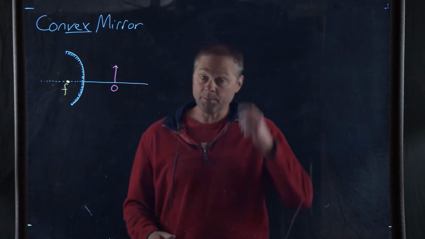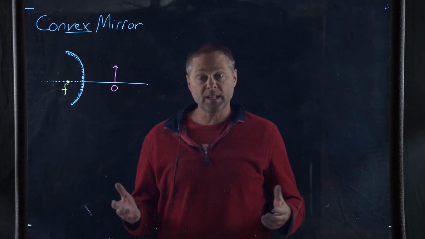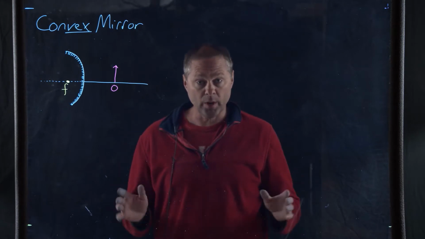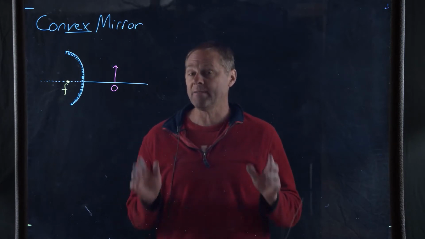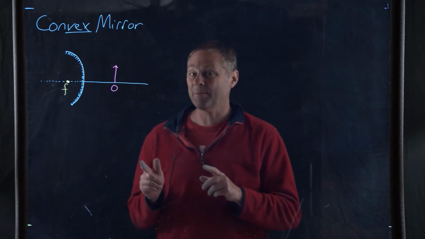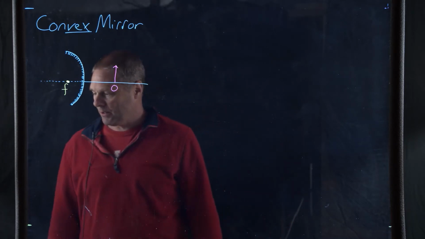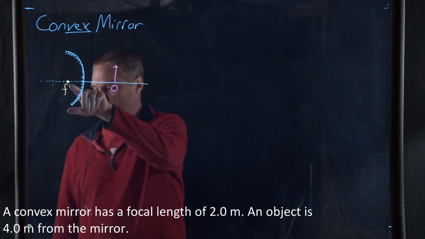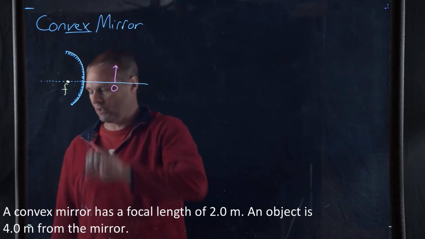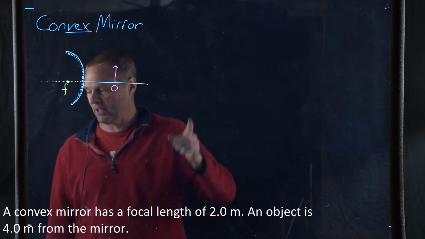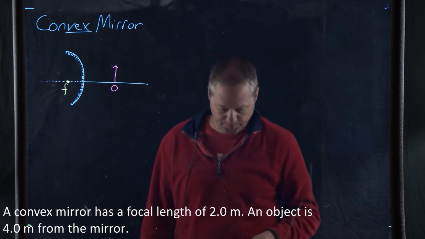In the previous examples, what we've seen is applying the mirror equations to a concave mirror. Now let's see what's going to happen when we apply it to a convex mirror. So a convex mirror has a focal length of 2 meters, and the object is going to be 4 meters from the mirror. Calculate the image distance, the magnification, and describe the image.